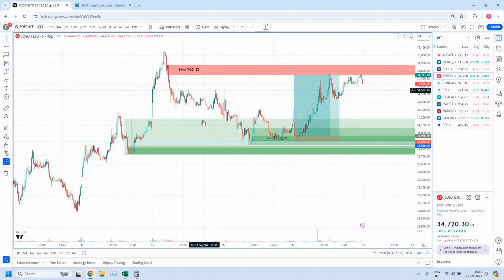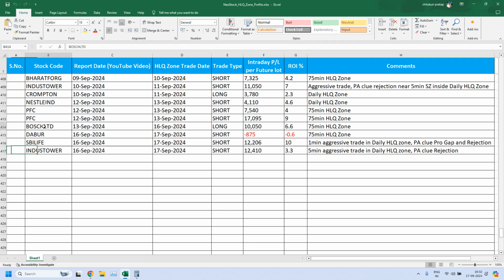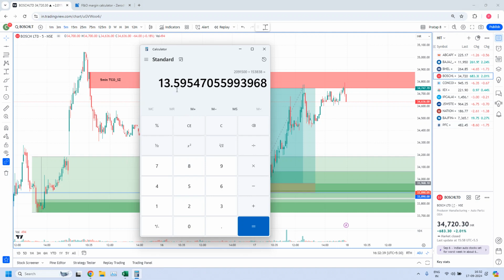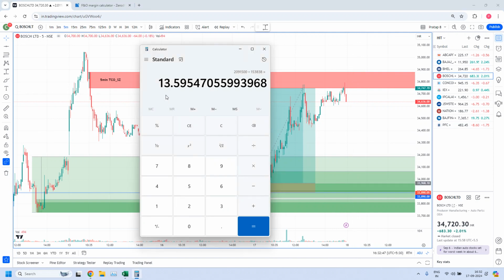The reason why we concentrated on this stock is because this Bosch is a 75 minutes high liquidity demand zone. Yesterday only we took a trade in Bosch. Yesterday we got around 10,000 or 11,000, I don't remember. We got the profits. Okay, here we have. See, yesterday we got 10,000 rupees profit, 6.6% ROI. But today it has given you 13.5 or 13.6% ROI. Even if you would have taken a trade at the 5-minute zone, still you might have got around 12% or 11.5% ROI.